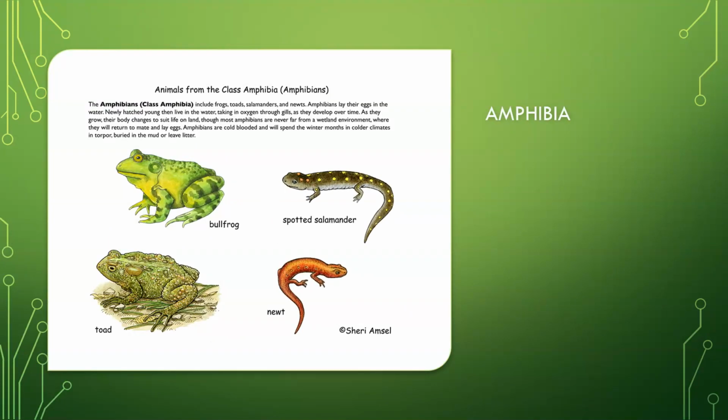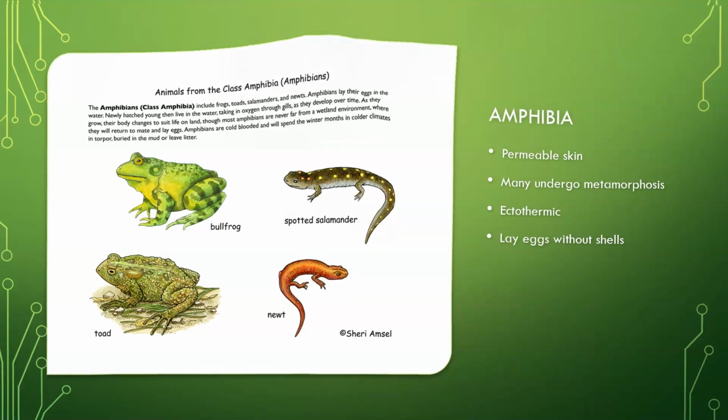Our Amphibia, also known to us as amphibians, they've got a permeable skin, so they need to stay near water. Many undergo a metamorphosis. Okay, you would have done that back in year 8. They're ectothermic, so they are also cold-blooded, but they need to live near water. They lay eggs without shells.